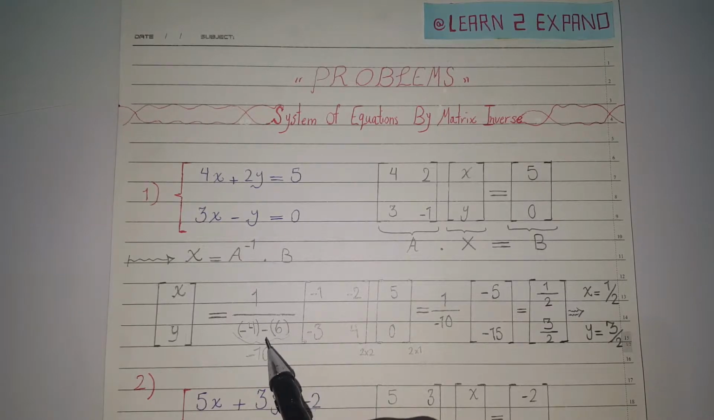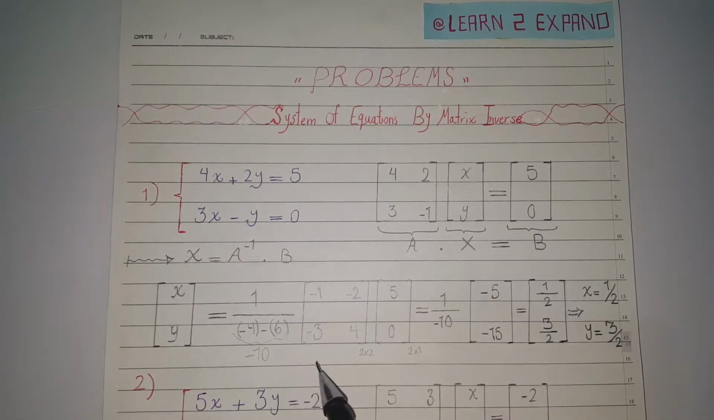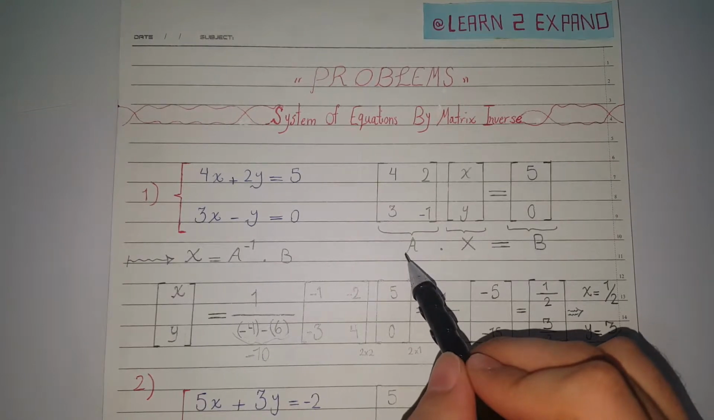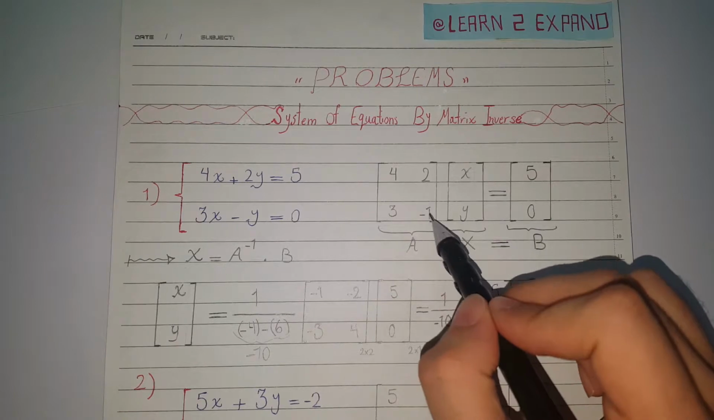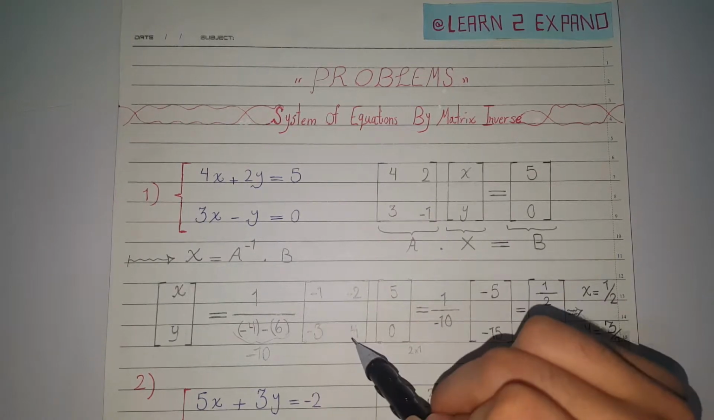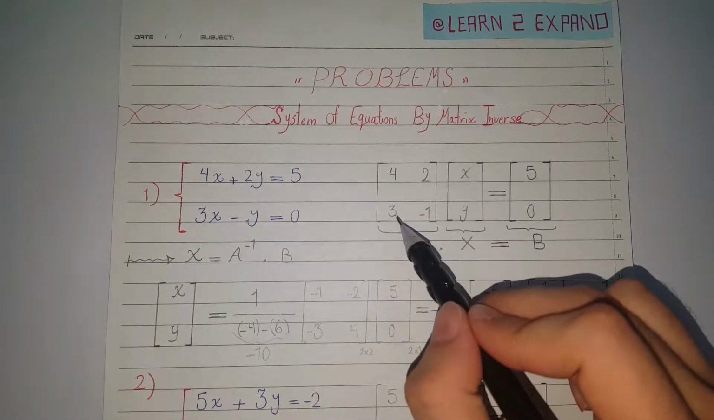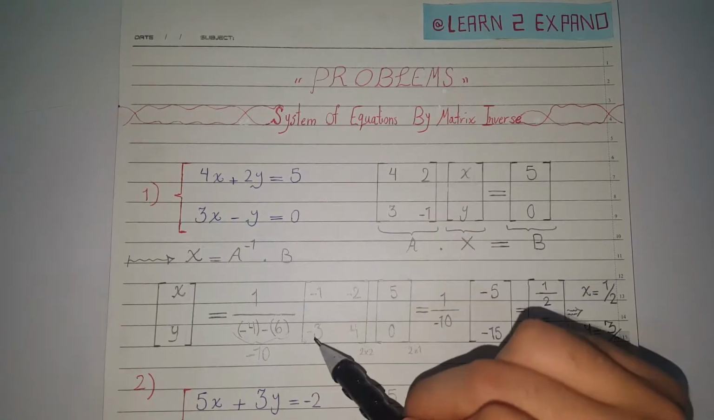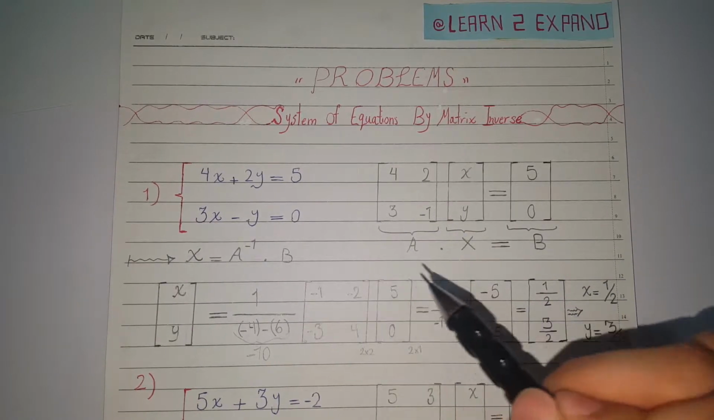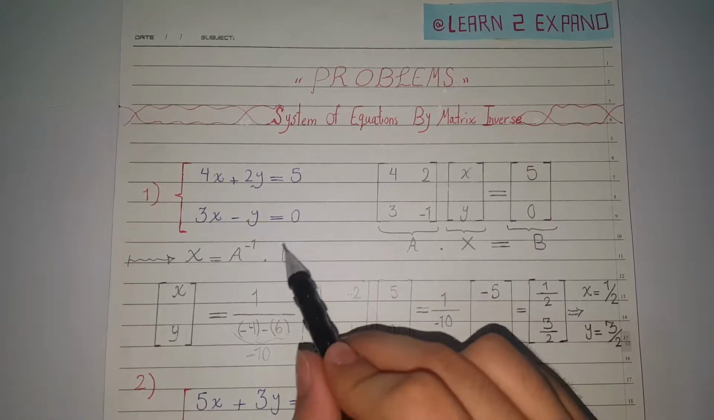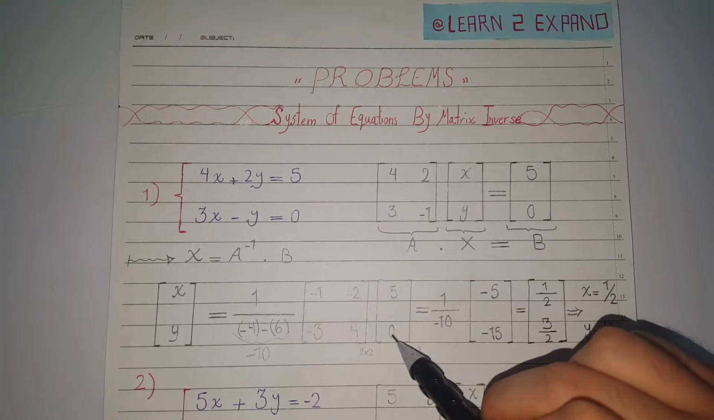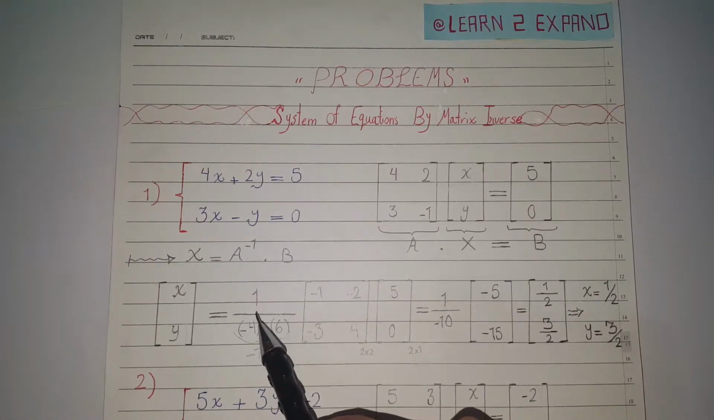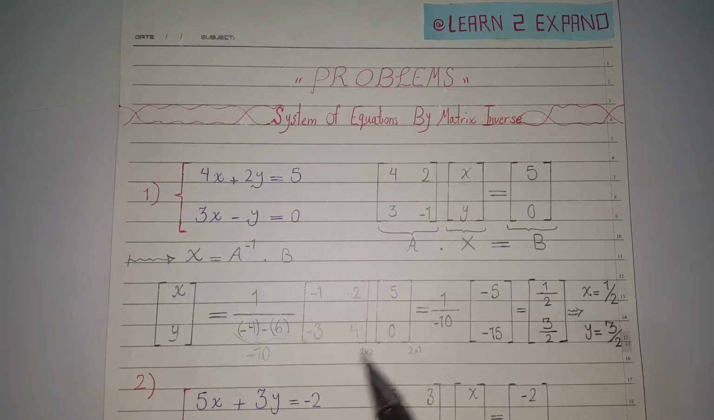We're going to multiply this by the adjoint of the matrix A, which is obtained by switching the places of the elements on this diagonal, so we have -1 and 4, and multiplying the other two elements by a negative, so we have -2 and -3 here. Multiply it by the matrix B, the constant matrix, which is 5 and 0. Here we have 1 over -10, and we need to multiply these two matrices.